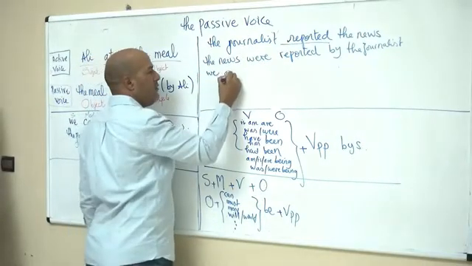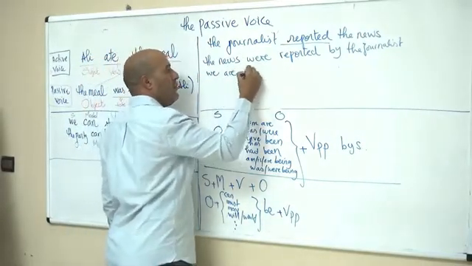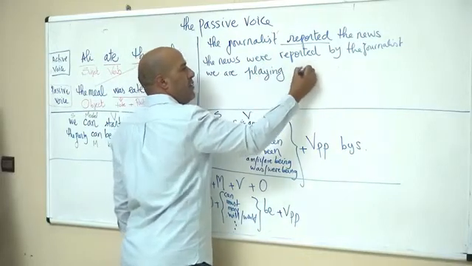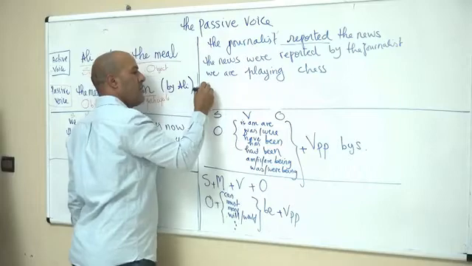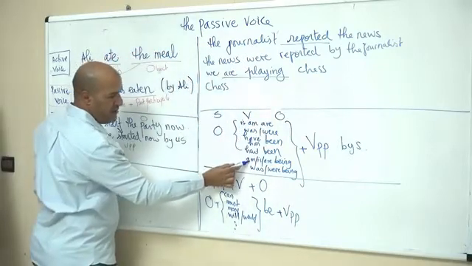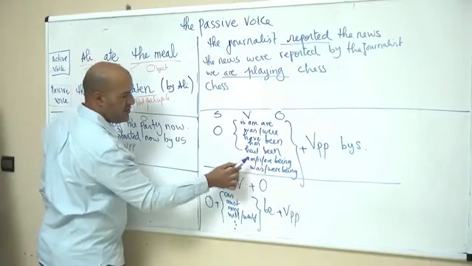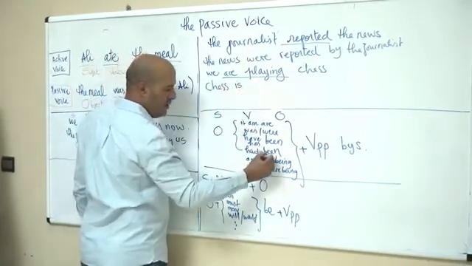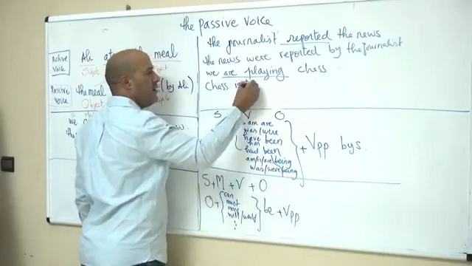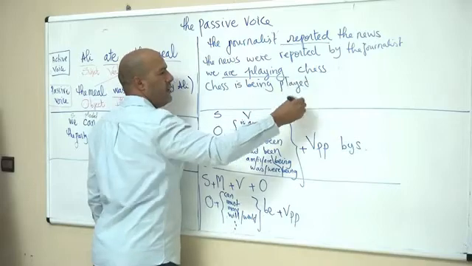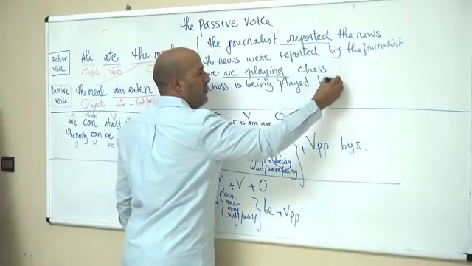We are playing chess. So chess, the verb is are playing. So here we have the present continuous. Chess is being played, of course, by us.